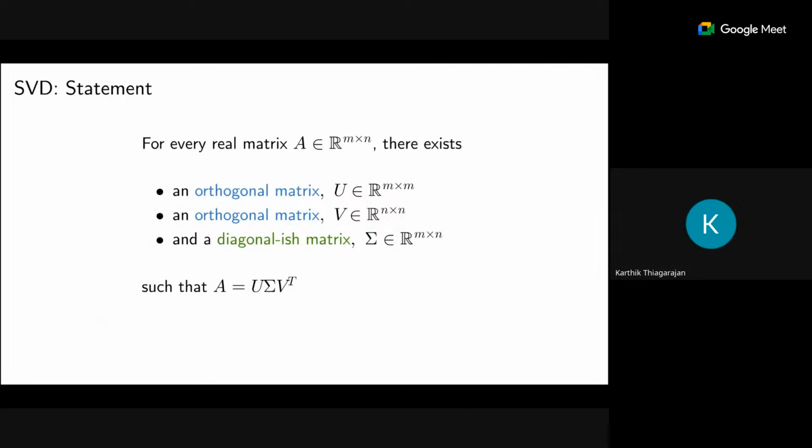And sigma is diagonalish, meaning it is not necessarily diagonal. So it need not be square, it's M cross N. But then all the entries on the main diagonal are what we care about. The rest of them are 0 for sure. The entries on the main diagonal may or may not be 0. Is this part clear? What we mean by a diagonalish matrix? All right, so that is the statement.